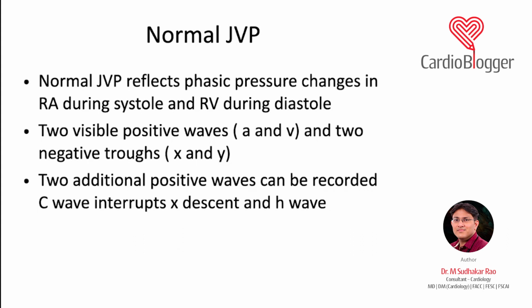There are few causes of false positive abdominojugular reflux. One important thing is high volume overload. So if the patient has a volume overload state, it may also have a positive hepatojugular reflux. That is a false positive hepatojugular reflux. So this thing you should always remember.